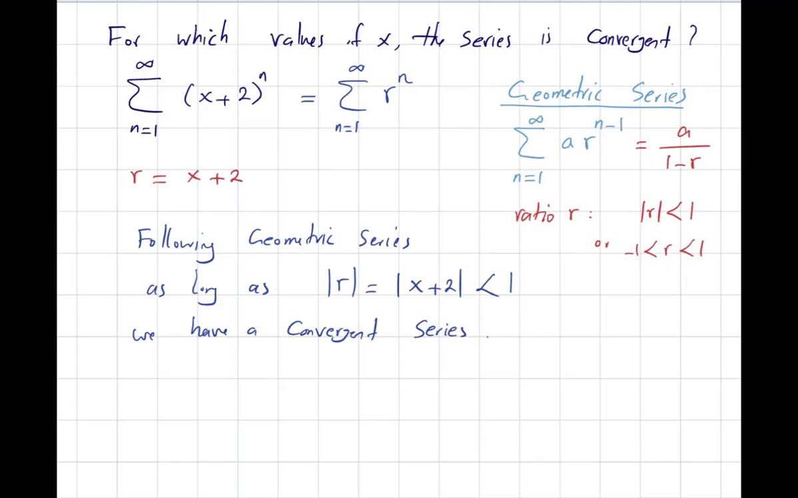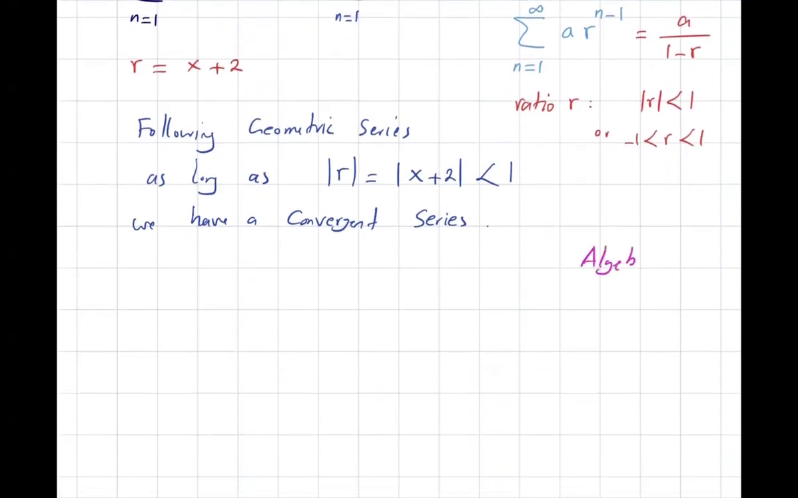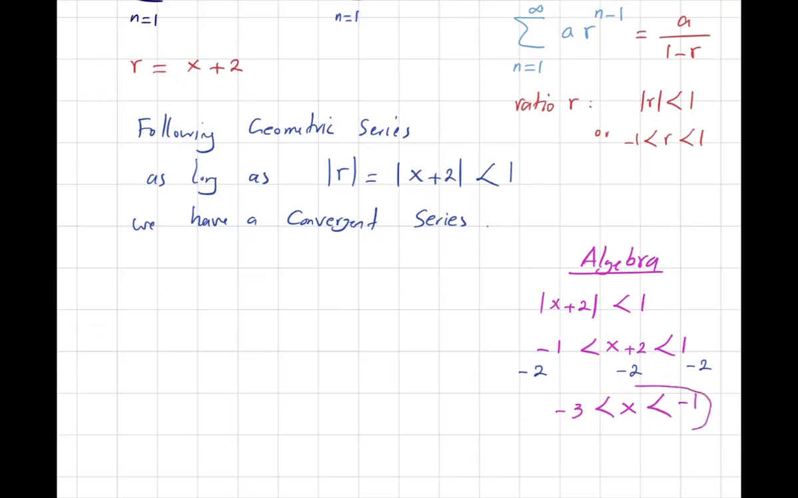Okay, now let's do a little bit of algebra, everybody. The absolute value of x plus 2 is less than 1. It means that x plus 2 is bounded between -1 and 1. Subtract 2 from all sides, you get -3. On the other side, I gave you the answer. So your x is bounded between -3 and -1. So as long as your x is bounded between -3 and -1, then the series is convergent.